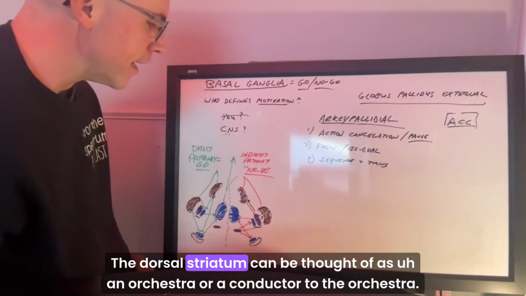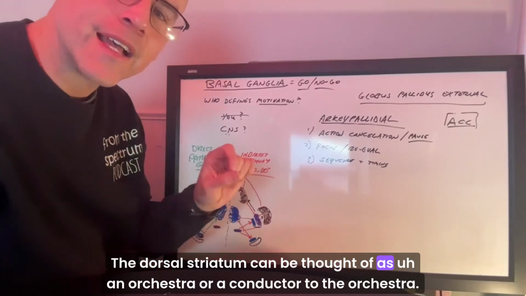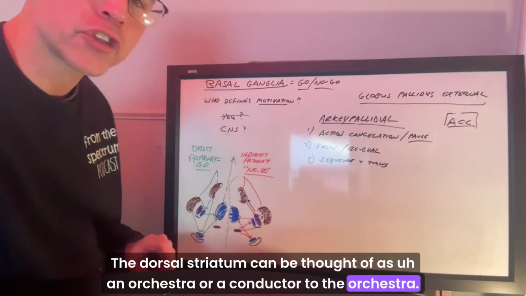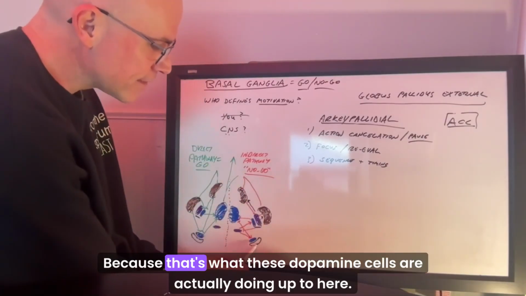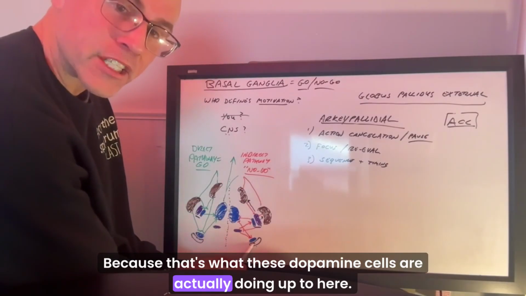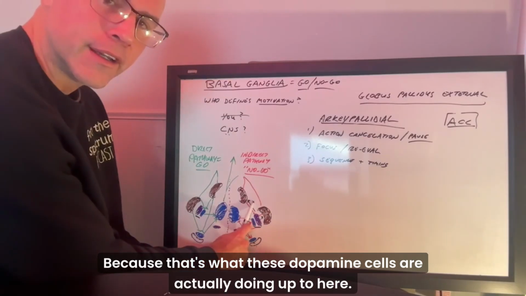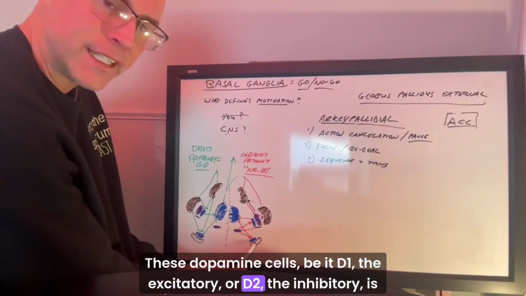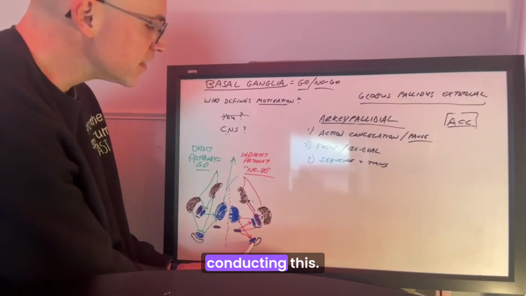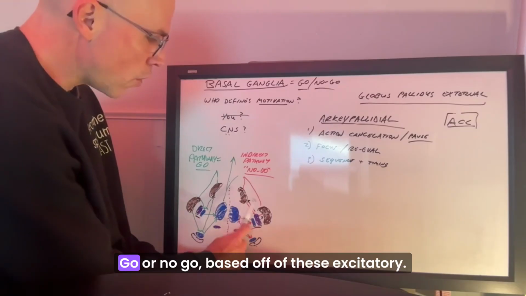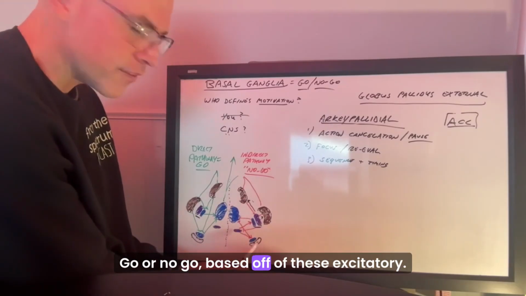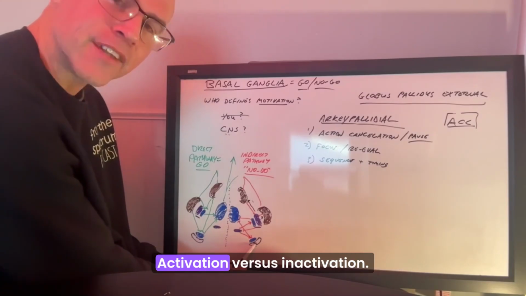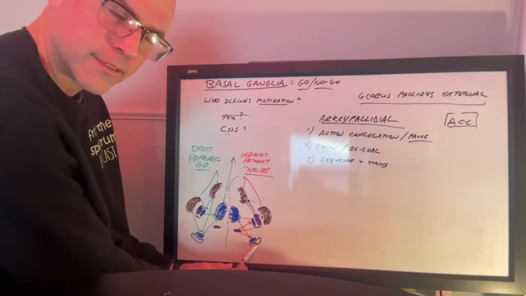The dorsal striatum can be thought of as an orchestra or a conductor to the orchestra. Why? Because that's what these dopamine cells are actually doing up to here. These dopamine cells, be it D1, the excitatory, or D2, the inhibitory, is conducting this go or no go based off of these excitatory or inhibitory neurons, activation versus inactivation.